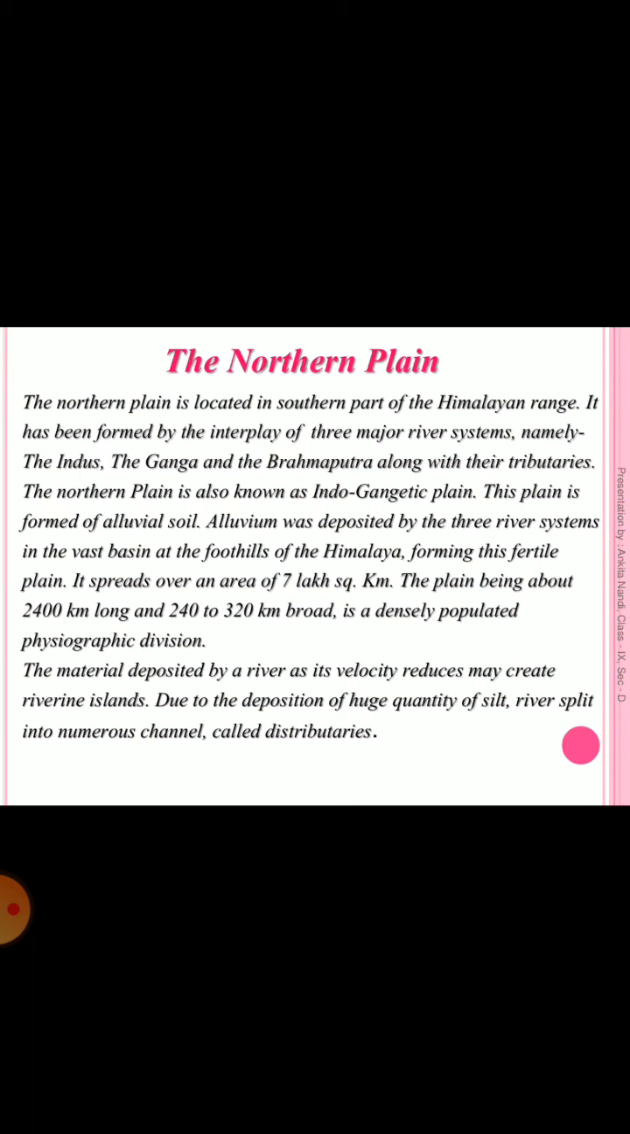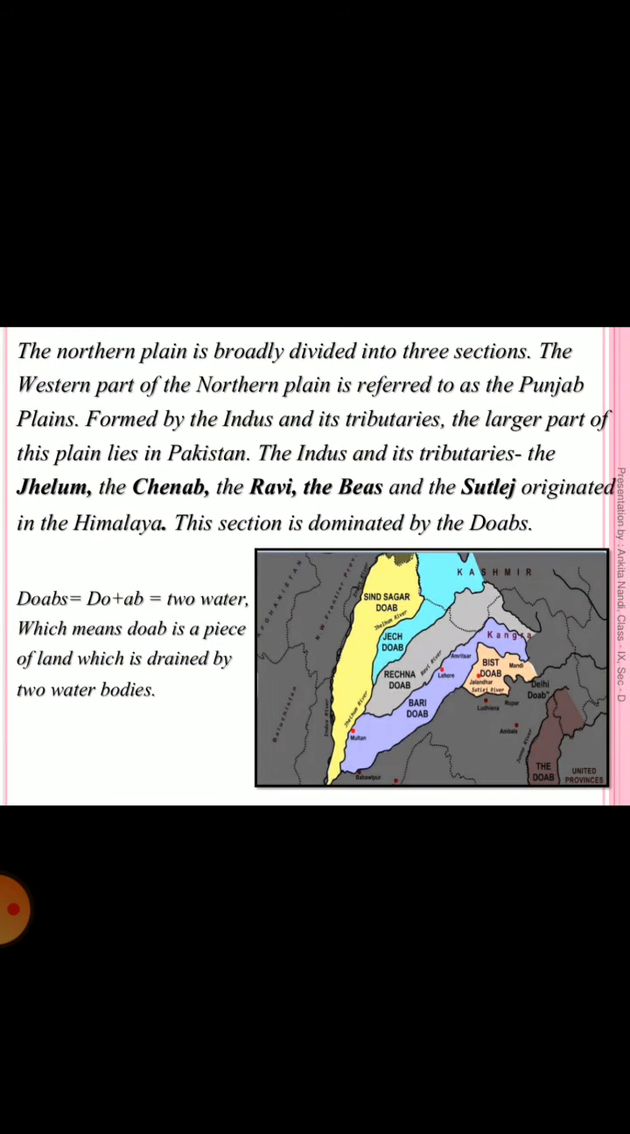Now the material deposited by the river as its velocity reduces may create riverine islands. So students, rivers flow from the mountains with great speed and velocity, but as they come to the plain region, their speed decreases, thereby leading to the formation of riverine islands due to huge deposits of silt. Rivers split into numerous channels called distributaries. That means the main river channel divides into many different channels because of the huge deposition of silt and alluvium.